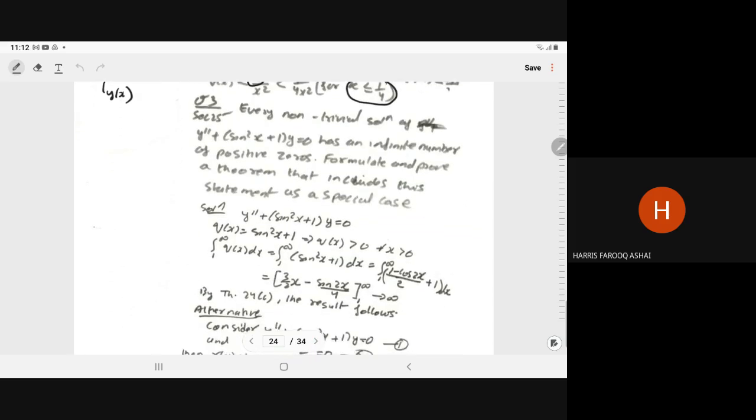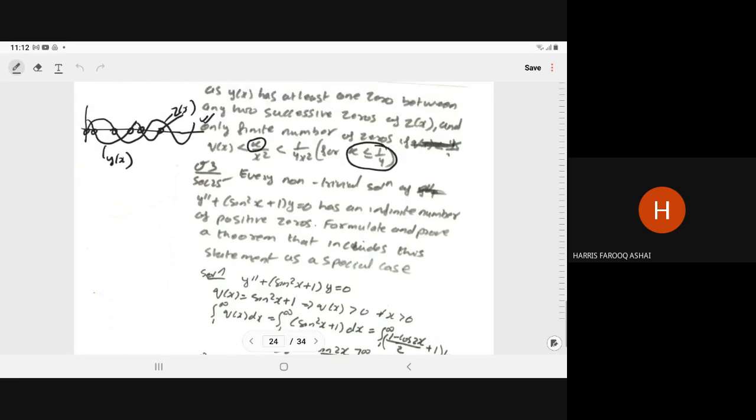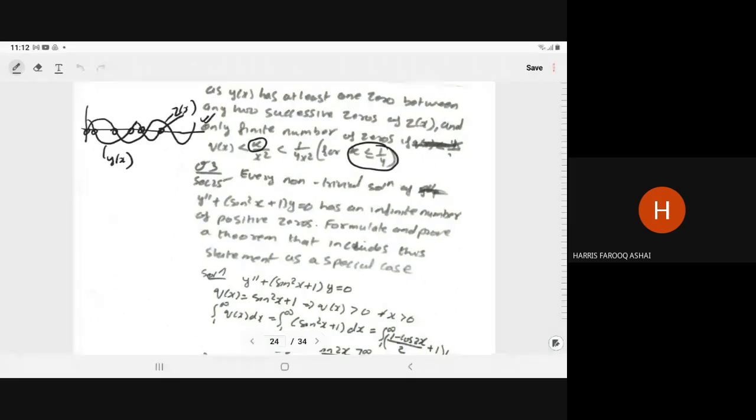Let us move to the next question. Question number 3. Sir, can you scroll up a bit? This page or the previous page?